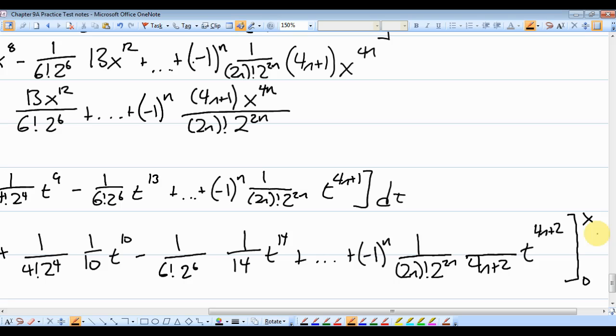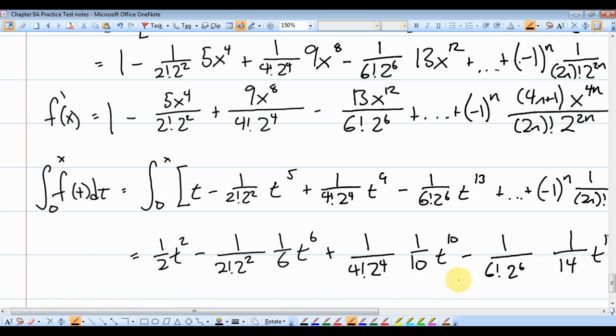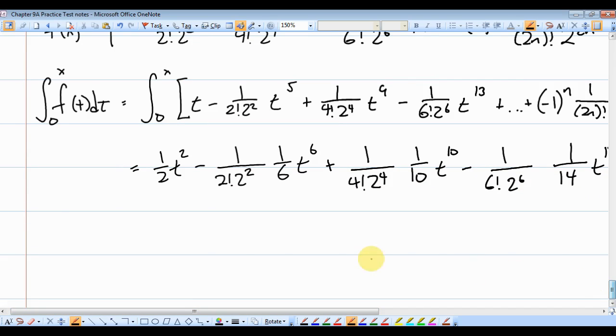Okay, all that's left is a little bit of cosmetics. If you substitute x, all the t's turn into x, right? If you substitute 0, you get 0. All the terms are going to be 0. So it's enough just to write all the terms with an x. So the integral from 0 to x of f(t) dt, that's going to be equal to 1/2 x squared. You know what? Let's make that x squared over 2.